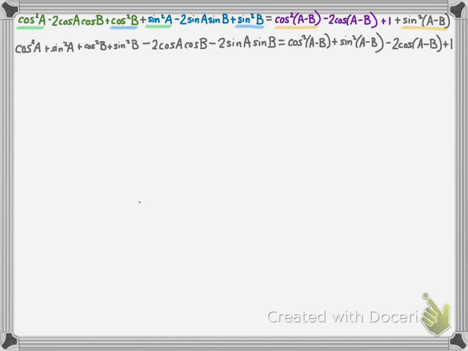All right, we're getting there. I see a few of the best trig identities going on here. We've got cosine squared A plus sine squared A, that's equal to 1. Cosine squared B plus sine squared B, that's equal to 1. And on the right side, cosine squared A minus B plus sine squared A minus B is also equal to 1. It does not matter what the angle or the argument is, as long as it's the same argument for the cosine squared and the sine squared term.